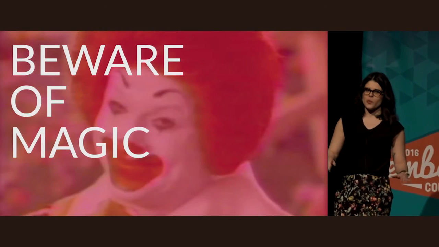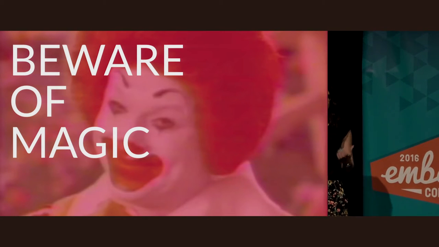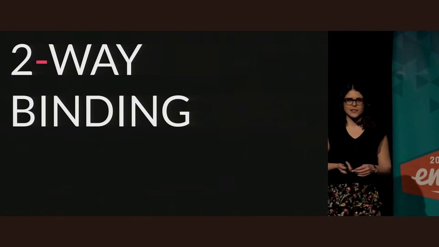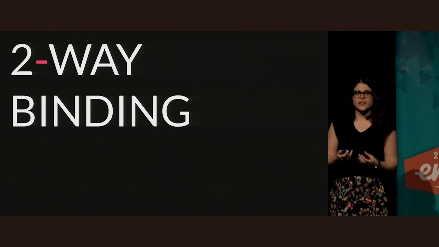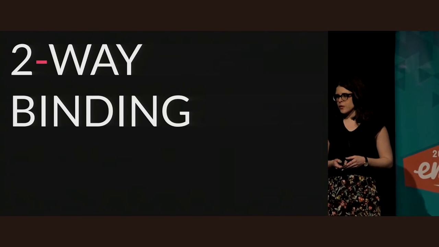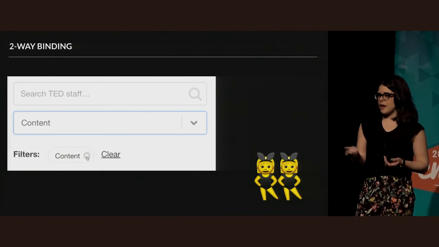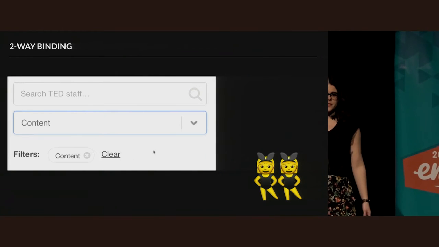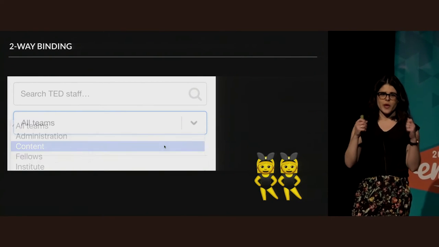But I think we need to also be aware of magic sometimes. Basically, it's great when it does what you want, and then when it doesn't do what you want, it's extremely frustrating. So one of the first things that I found really difficult to deal with the Ember select was the fact that it was two-way bound by default. So what do I mean by two-way binding? This is a simple example where, say, in your select element, the value in the select is reflected in the UI elsewhere. Those values are coupled, they're two-way bound.